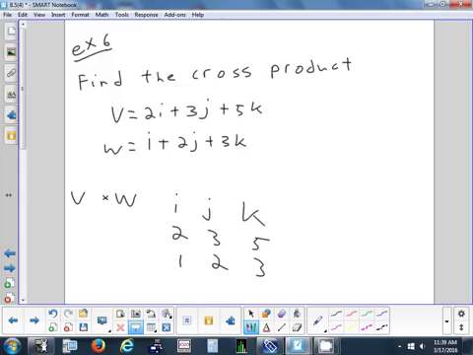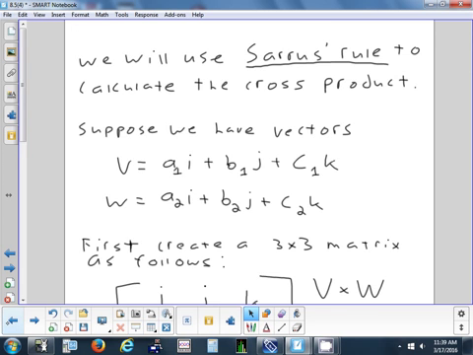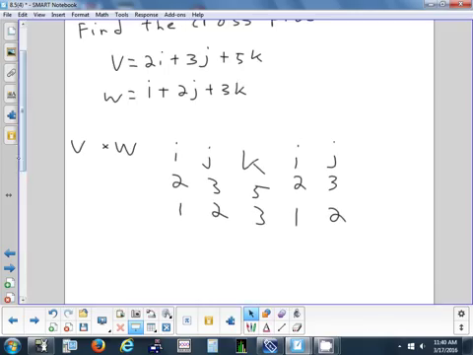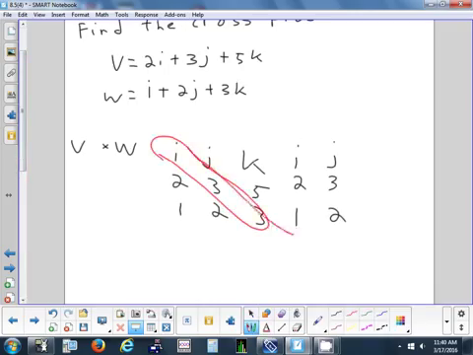Put a copy of i and j to the right of it. So i, 2, 1, j, 3, 2. All right, now I'll circle my diagonals. Okay, and I'll use the same pattern I did on this page. So I'm going to circle all the ones that go down to the right in red, and I should have 3 of them. There's 1, 2, 3.